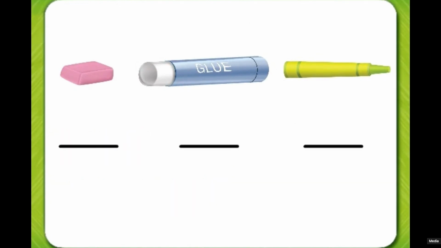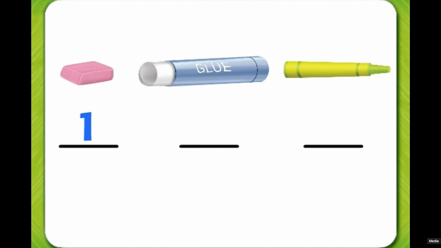Which one has the shortest length? It looks like the eraser is shortest because it is not as long as the glue stick and the crayon. We're comparing the objects from shortest to longest, so we'll write a 1 on the line under the eraser, since it is the shortest object.